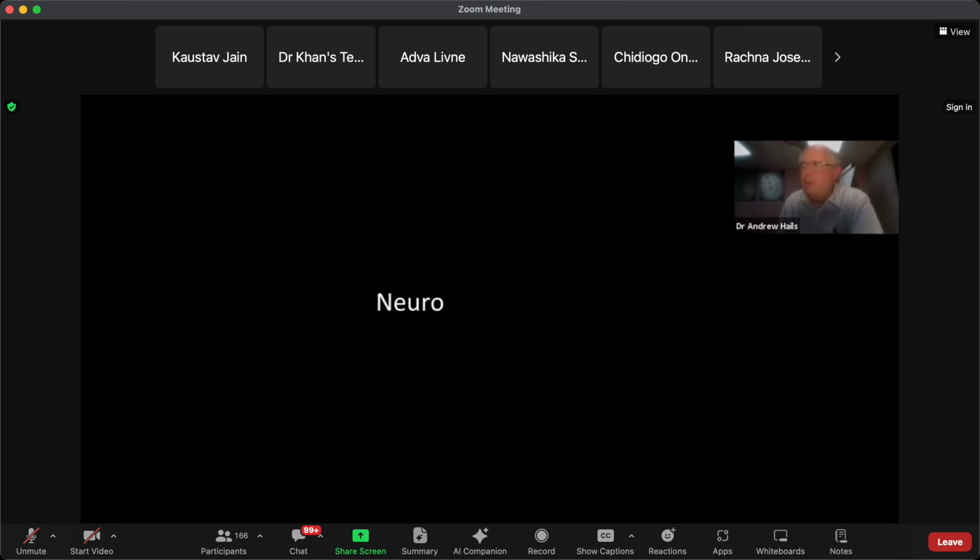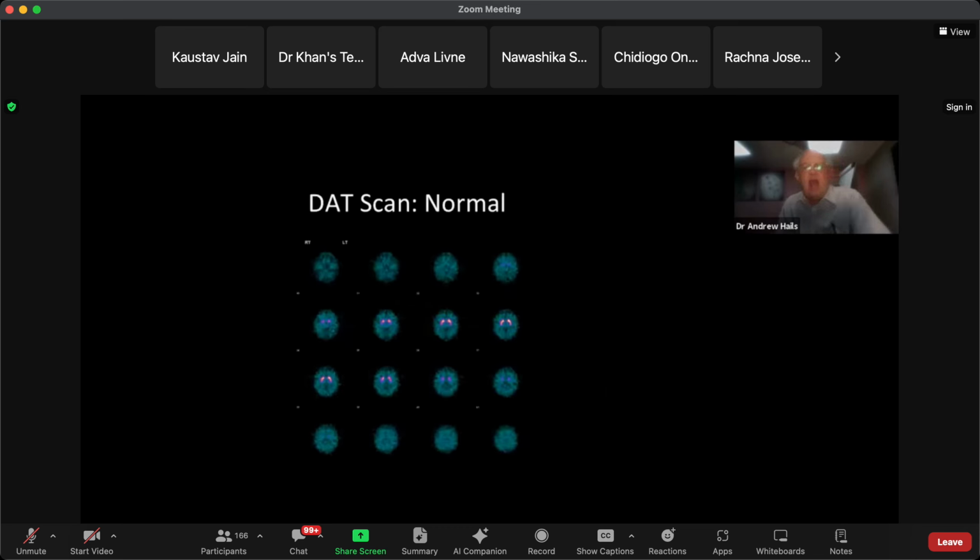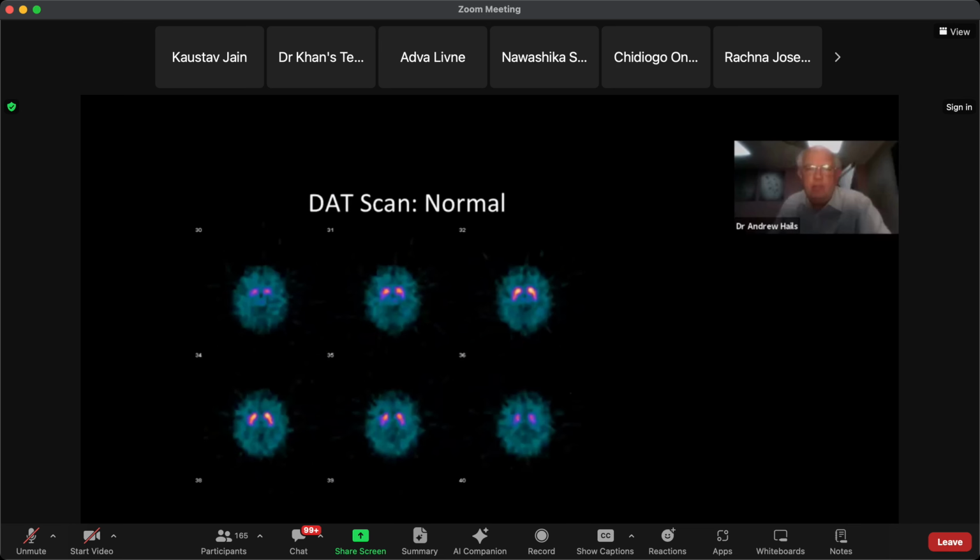We're very nearly finished, which I'm sure people are pleased about. Just to show, this is a DAT scan. We get asked to do quite a lot of these. This is a normal DAT scan. You have these little commas. A normal one always looks like that. It's blown up.